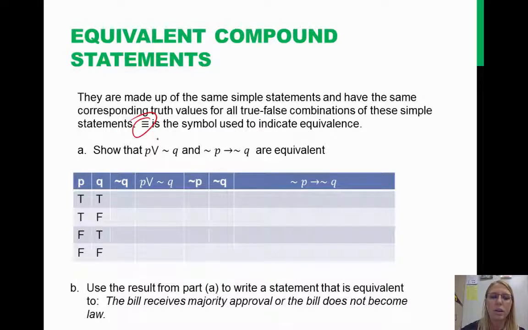Show that P or not Q and if not P, then not Q are equivalent. So we're going to make up a truth table with all of these things in it, and we're going to look to see if they're equivalent or not. So let's start off with this part. And we don't have a not Q in our table here, so I'm going to go ahead and fill that in.